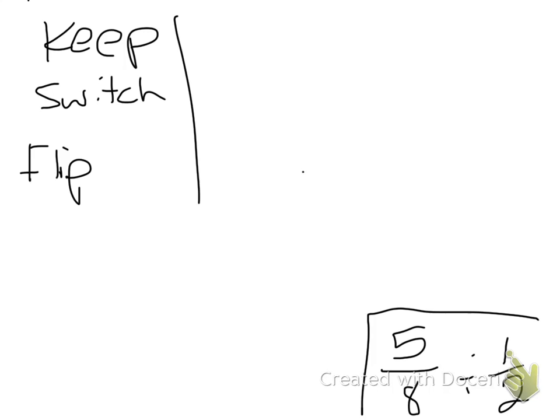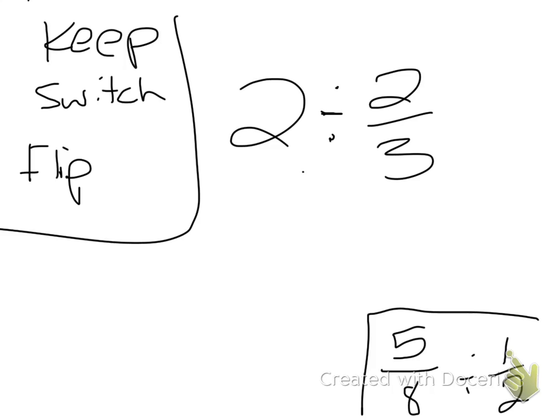So I'm going to keep it real easy. Our rules are keep, switch, and flip. And I'm going to show you how that works. Say we do 2 divided by 2/3. All we're going to do is keep the 2. We are going to switch the sign. We're going to change that from division to multiplication.